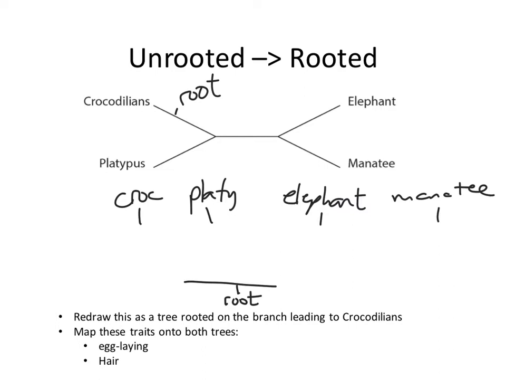So in this case, if the root's placed there, who's the outgroup? The crocodiles, in this case, are not most closely related to, but they're the most directly related to the common ancestor. So they'll be an outgroup making platypi, elephants, and manatees a clade. Right, they're all going to share a common ancestor with each other, somewhere here, from which the elephants, the manatees, and the platypi all descended.